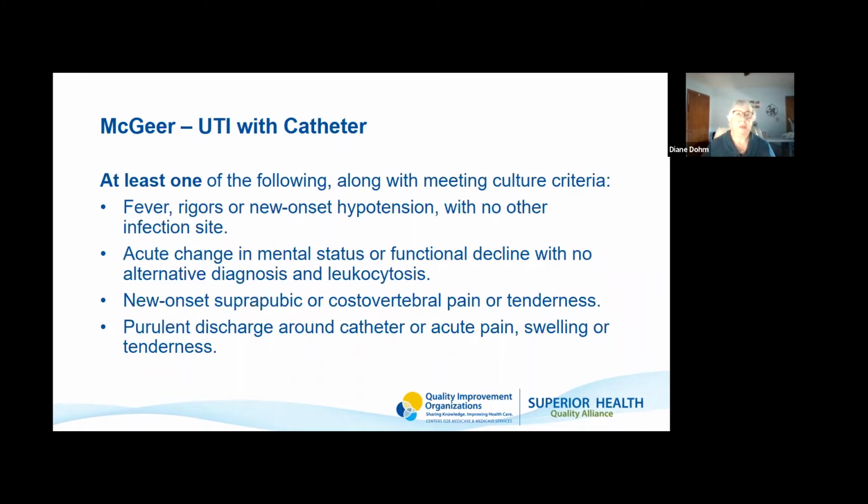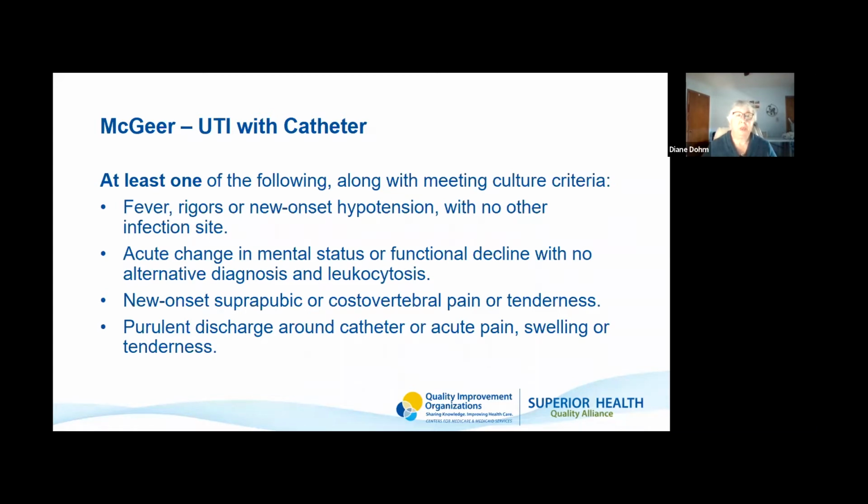When there is a catheter, the definition changes. You need to have at least one of the following, along with the culture criteria we're going to cover. So fever, rigors, new onset of hypotension with no other identified infection site that might be causing that fever. Acute changes in mental status or functional status, again with no alternate diagnosis, and leukocytosis. New onset of suprapubic or costovertebral pain or tenderness, or purulent discharge.